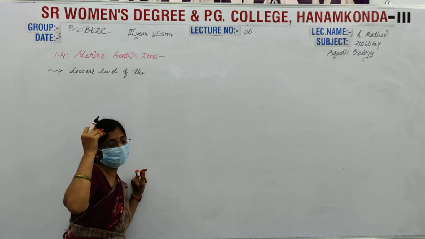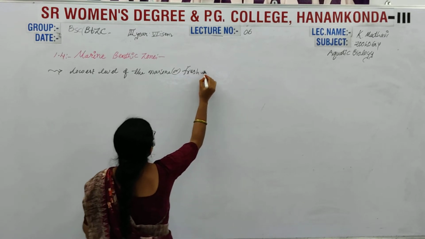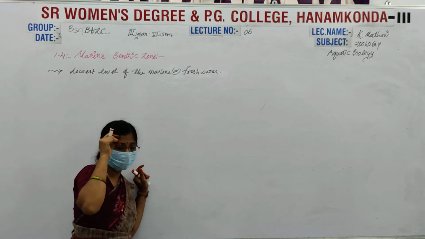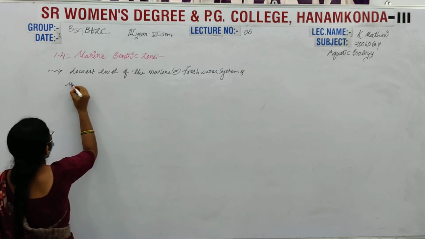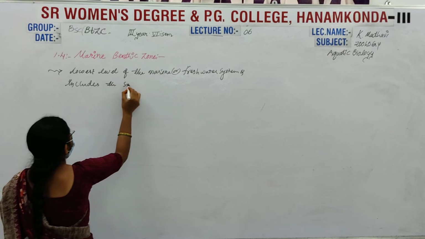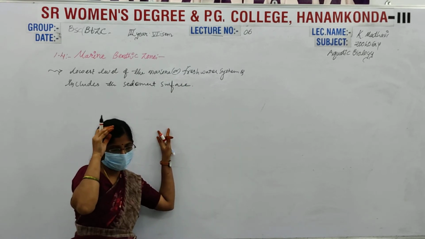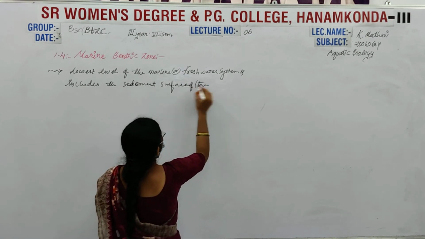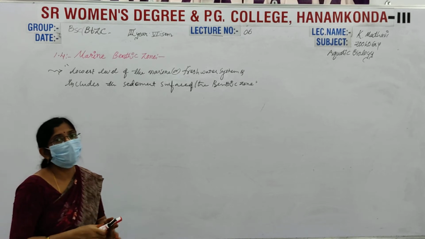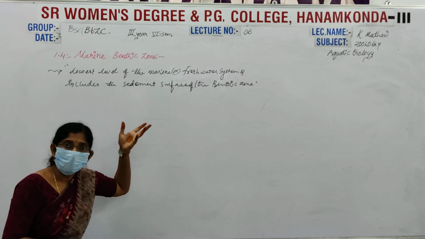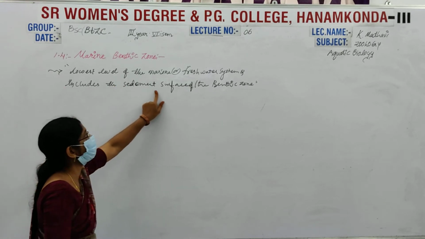The lowest level of a marine or freshwater system includes the sediment surface of the benthic zone. It is the lowest level of the marine or freshwater body, very close to the bottom, the land or the planet. That is why this includes the sediment surface of the benthic zone.